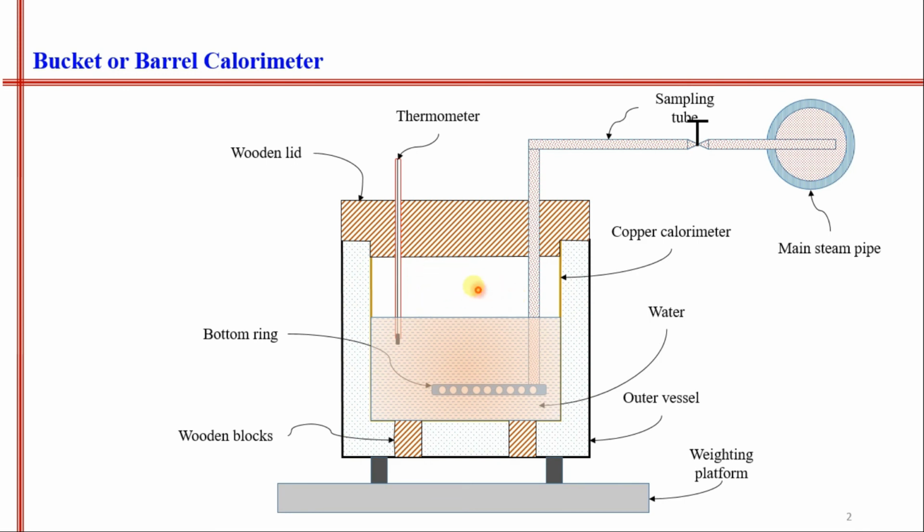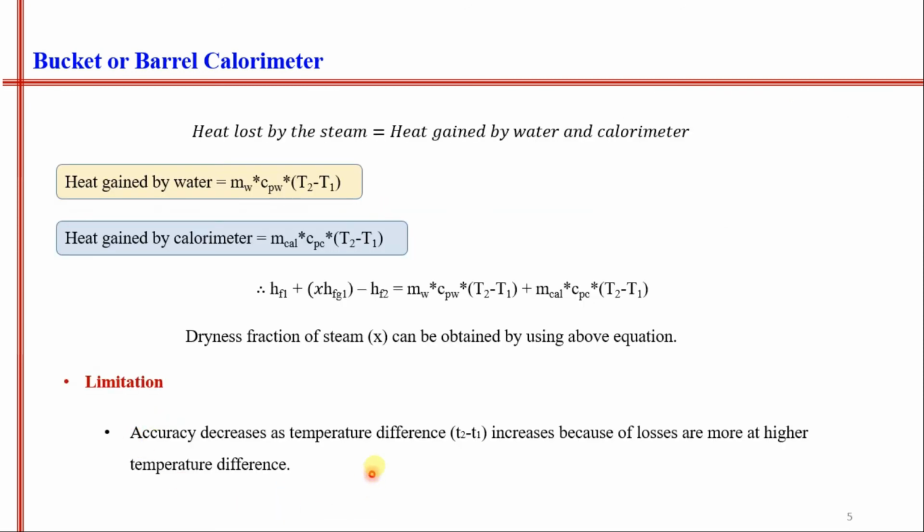During calculation we have assumed that the steam coming out of this hole is completely condensed, so that we can measure the mass of steam using the weighing platform. If this steam escapes into this space, the chances are that the accuracy may decrease. That is the limitation of the bucket calorimeter.